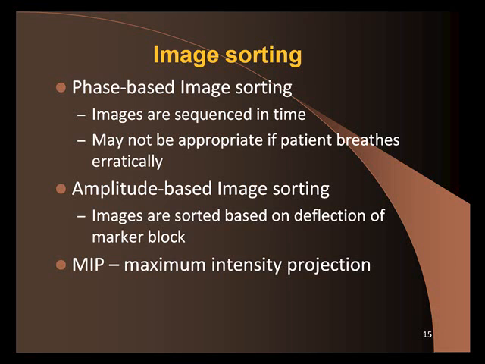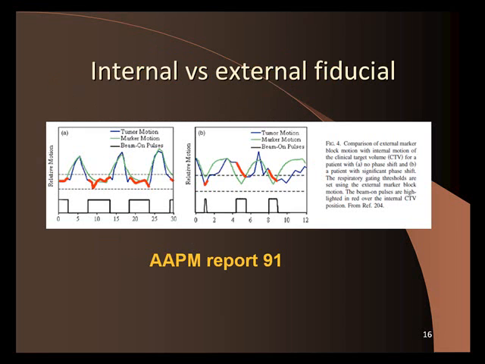Okay, so MIP, maximum intensity projection, is just to give the physician information about where the tumor is in time. And they're going to set up their treatment fields to cover that whole tumor excursion, the whole tumor range of motion, and then they don't have to worry about all the issues with breath-gated radiotherapy. But that gives them the information of where the tumor is.